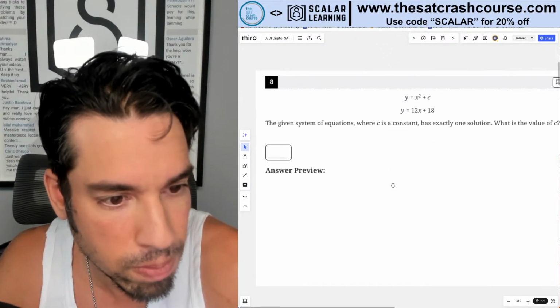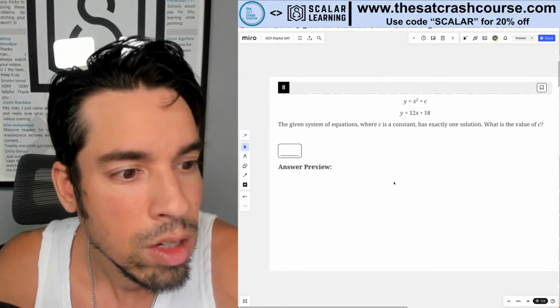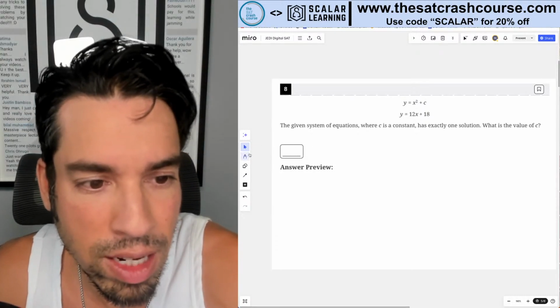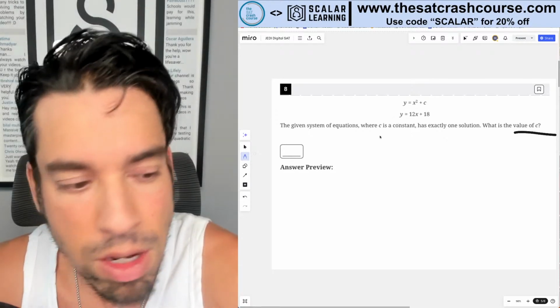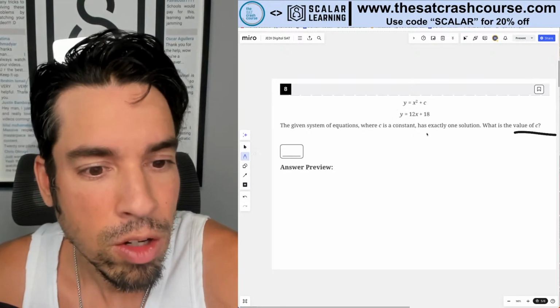Okay, now we got this one. Let's check it out. It says the given system of equations, where c is a constant, has exactly one solution. What is the value of c? All right, we've seen a lot of problems like this from the practice materials. Let's check it out. So, one solution.